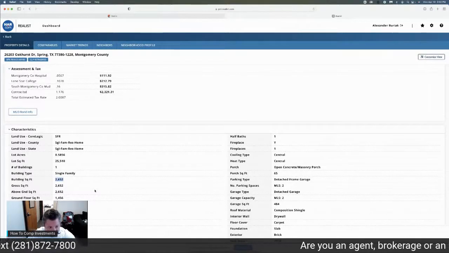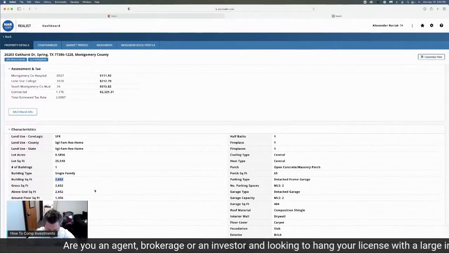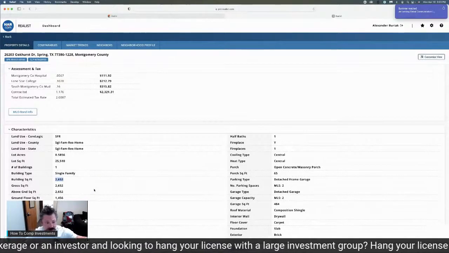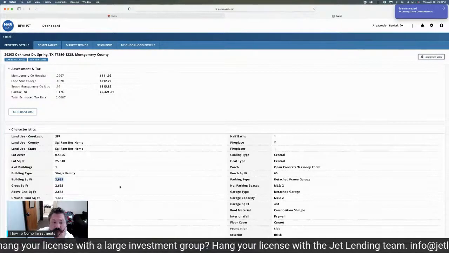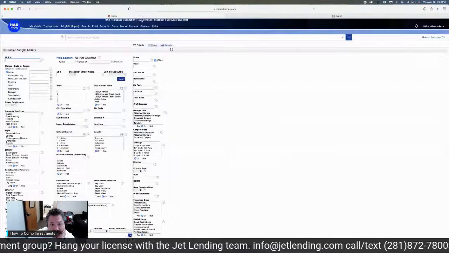So I'm going to look at 2,100 square foot properties to 2652, plus 2652 to 3,200 square foot properties. So 2,100 to 3,200 square feet is my comparable range. Okay, so let's take a look.